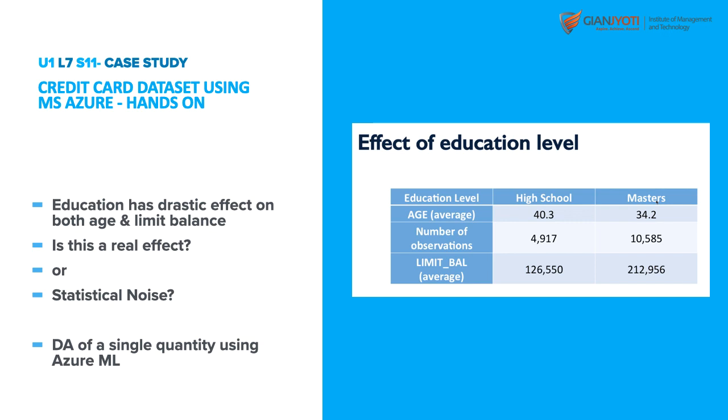The number of observations: customers in high school are 4,917, whereas for masters it is around 10,000, almost double. The limit balance, you can see here, is 1,26,550 on average for high school, and it is again almost double for masters, 2 lakh. So there is a strong correlation. There is a strong effect of education on the limit balance.